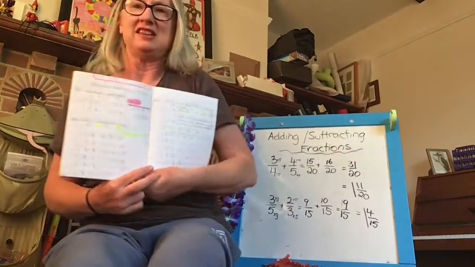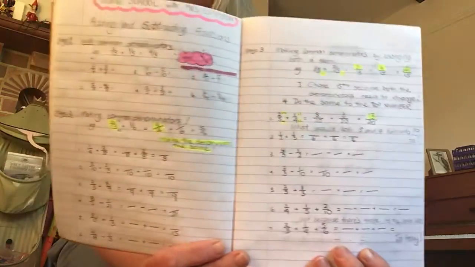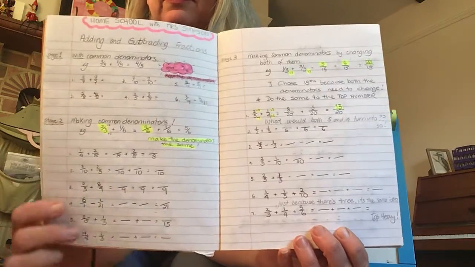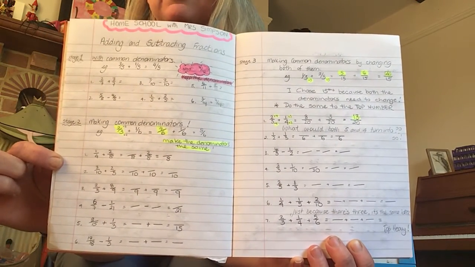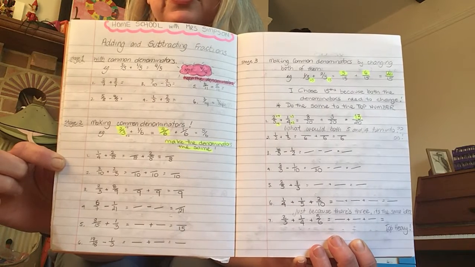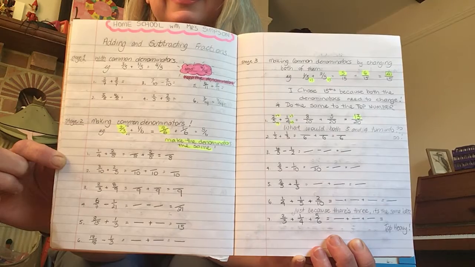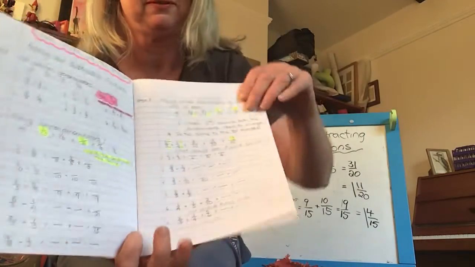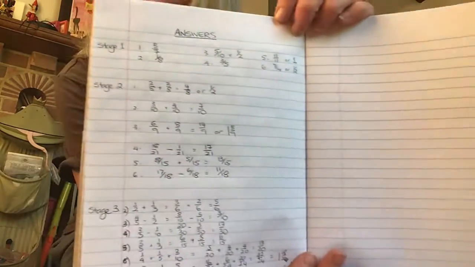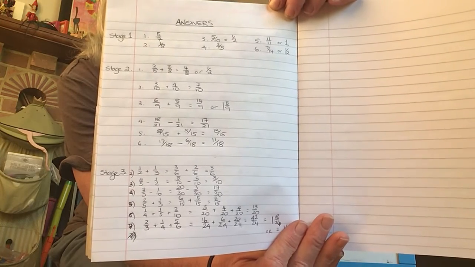Here's your worksheet. I've made this up for you. Here's your worksheet, so I'll zoom in on that. Okay, so there's your worksheet. Press pause and get as much of that done as you can now, please. Good luck. And the answers, if I turn over the page, the answers are here. There we go. So check your work.